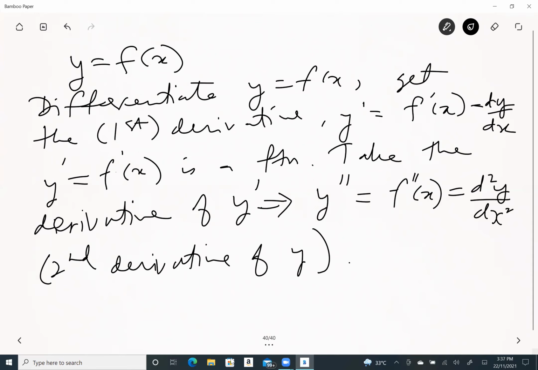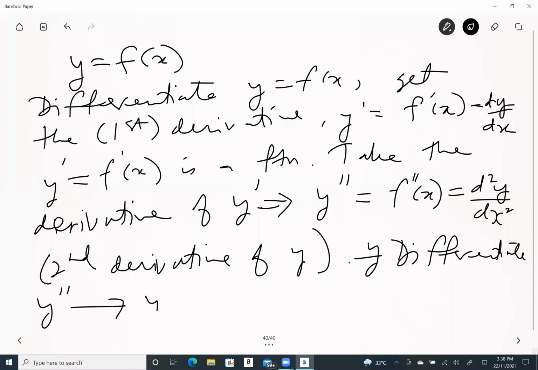Second derivative. So that is the second derivative. Now, the second derivative is also a function, so we can continue to differentiate. I differentiate the y double prime. What do I get? I get y triple prime, that is the triple prime of x.